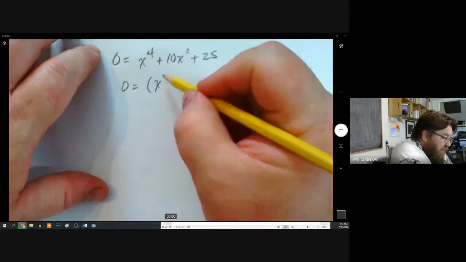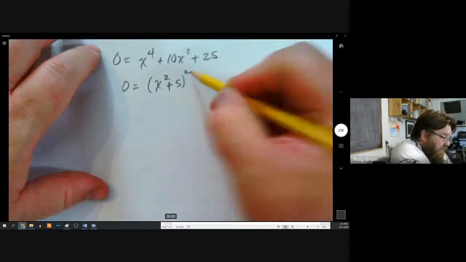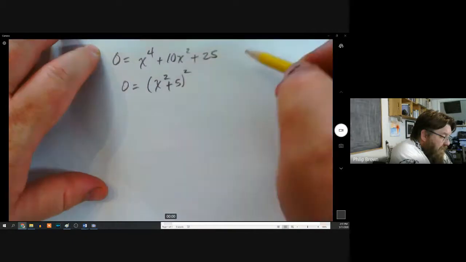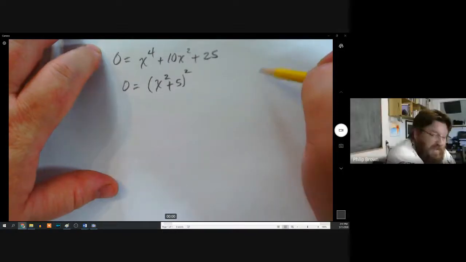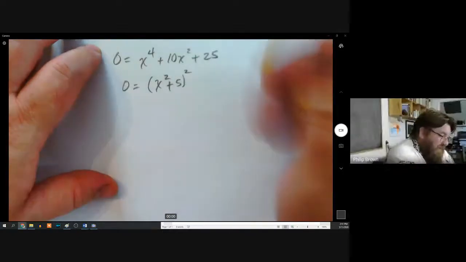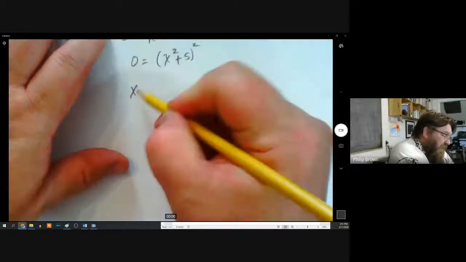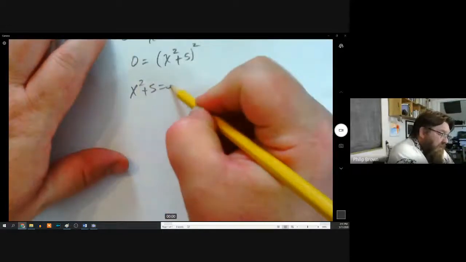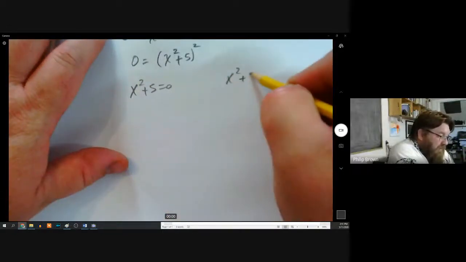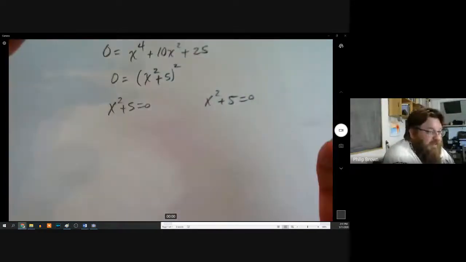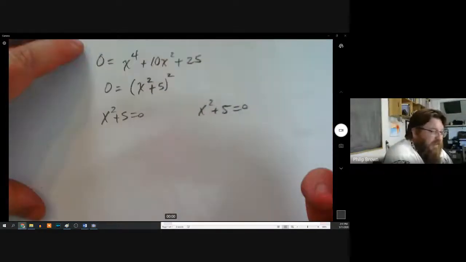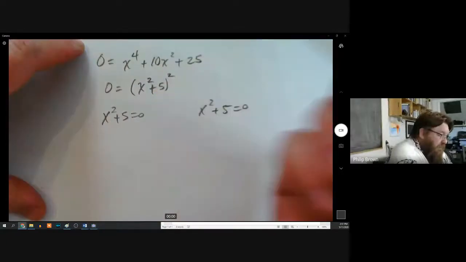You're going to get (x squared plus 5) squared. You see? Are you good with that, Ruben? Yeah, I got to there. Okay. All right, so let's take each factor and set it equal to 0. Normally we wouldn't have to do this if we weren't concerned with multiplicity and imaginary roots. Like we could just do one of the factors, right?